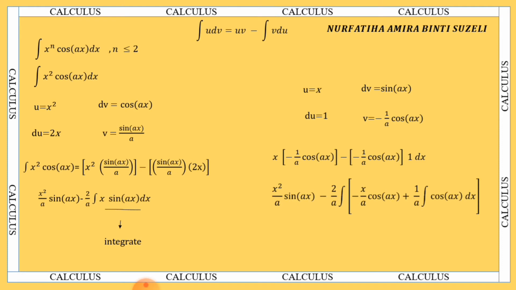We combine it together, so it becomes x square over a sin ax minus 2 over a, integral of negative x over a cos ax plus 1 over a integral cos ax dx. So the final answer is x square over a sin ax plus 2x over a square cos ax minus 2 over a cubed sin ax plus c. This is the final answer.